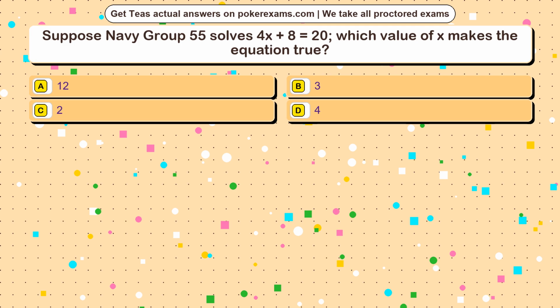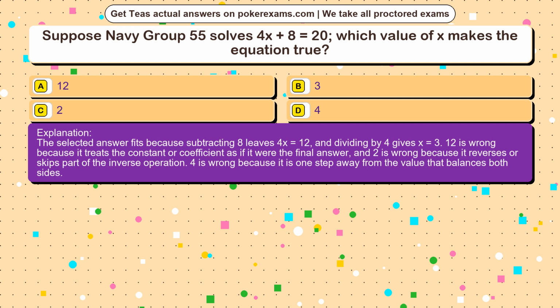The correct answer is option. The selected answer fits because subtracting 8 leaves 4x equals 12, and dividing by 4 gives x equals 3. 12 is wrong because it treats the constant or coefficient as if it were the final answer, and 2 is wrong because it reverses or skips part of the inverse operation. 4 is wrong because it is one step away from the value that balances both sides.